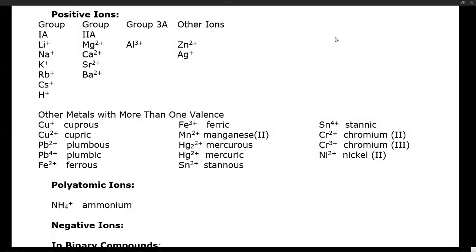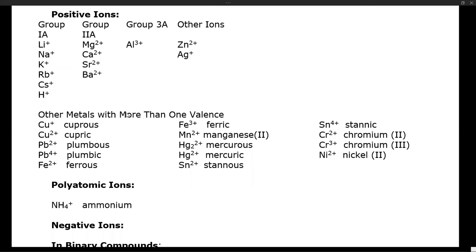Okay, as we mentioned before, these are the positive ions you are required to know. Notice the group 1A ions are all +1, including hydrogen, even though it's not technically a metal. Group 2A ions are +2. Group 3A ions are +3, as we mentioned. There are some common transition metal ions that don't get a Roman numeral or an OUS or IC ending. Those are zinc and silver. You don't want to put a Roman numeral with those.